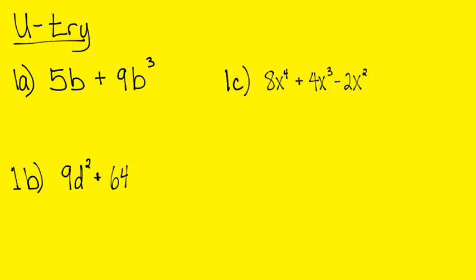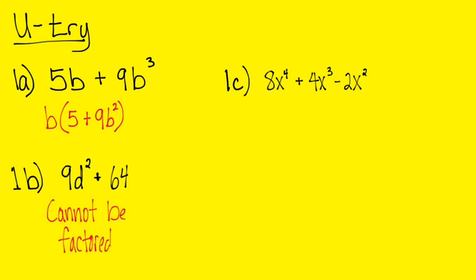Okay, on 1a, I can see that greatest common factor is b, so I factor out a b. On 1b, I see that they have nothing in common. It appears that 9 and 64 would have something in common, but they don't. And then C has a 2x squared in common.